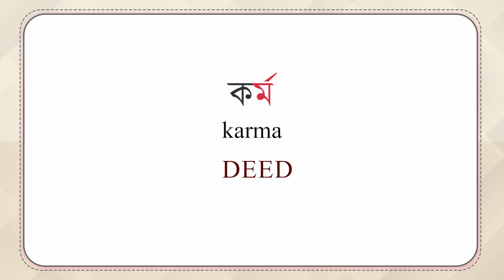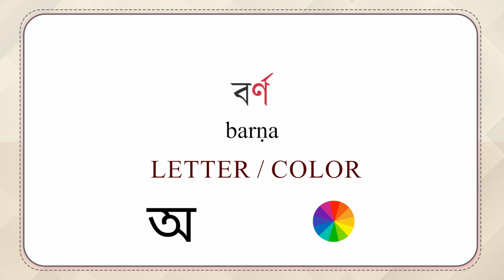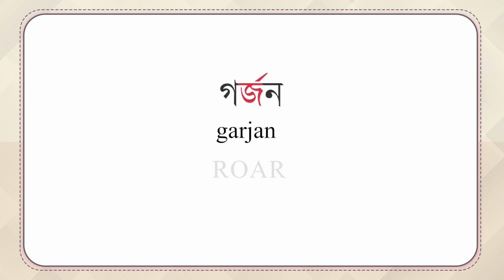Let's try out few letters and words using the diacritic mark. Kormo means deed in English. We can spell it as ko, moi ref, kormo. Let's take another word. Borno means letter or color in Bangla. We can spell it as bo, murthun noy ref, borno. There are some other instances like dharmo, which means religion, gorjon, which means roar, and borsho, which means year.